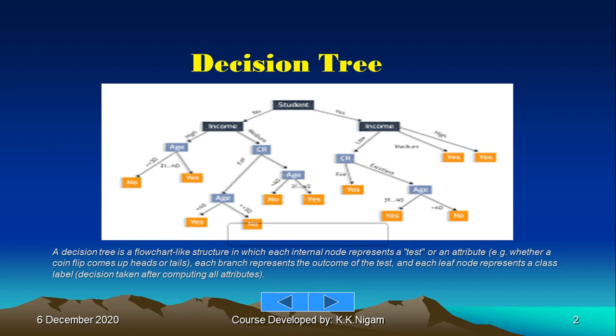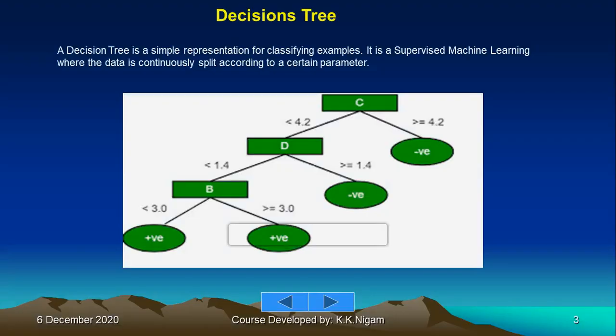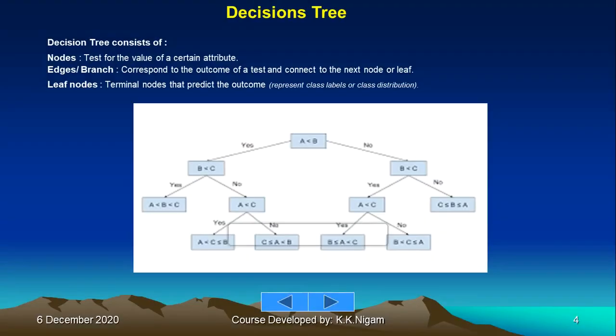The decision is taken after computing all attributes. A decision tree is a simple representation for classifying examples. It's a supervised machine learning method where the data is continuously split according to a certain parameter. A decision tree consists of nodes that test the value of a certain attribute. Edges, or branches, correspond to the outcome of a test and connect to the next node or leaf. Leaf nodes are terminal nodes that predict the outcome and represent class labels or class distribution.